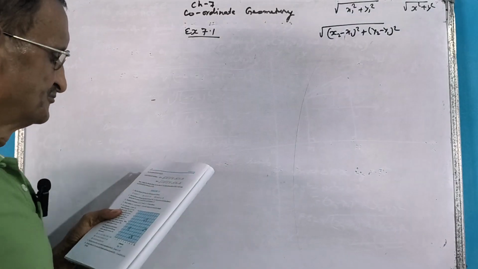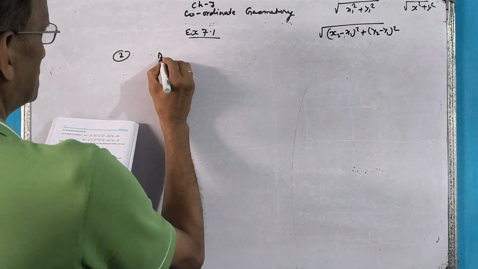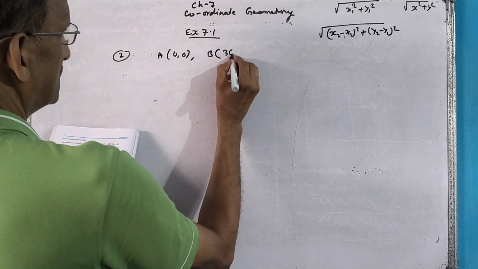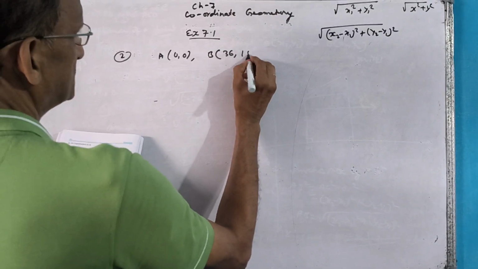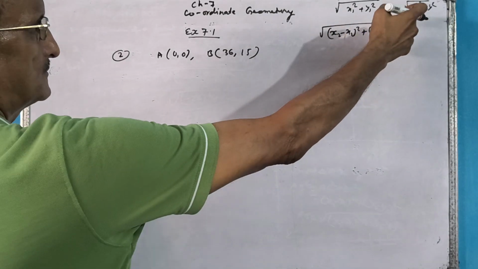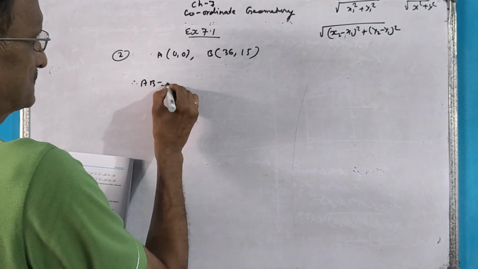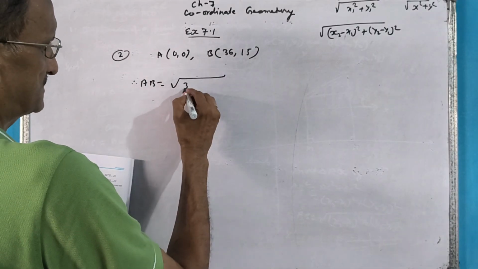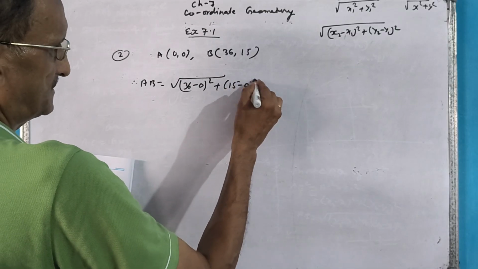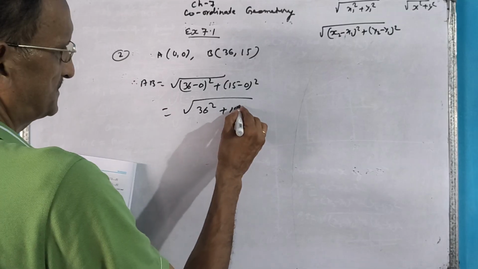We have two given points. A is 0, this is the origin only. And B, name the points A and B, 36, 15. So AB, you can use the origin formula also, the meaning is the same. Directly you can write AB equals x2 minus x1, 36 minus 0 whole square plus 15 minus 0 whole square, which is 36 square plus 15 square.